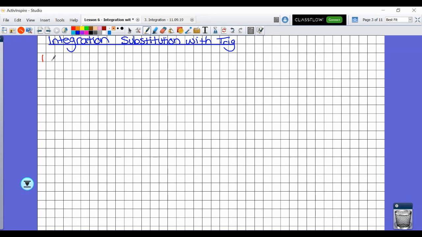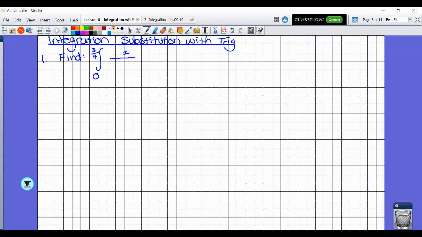Okay, and I've only got one example for you to do. It is quite a long example. So number 1, find, and we've got the integral sign between the limits of 0 and 3/4.